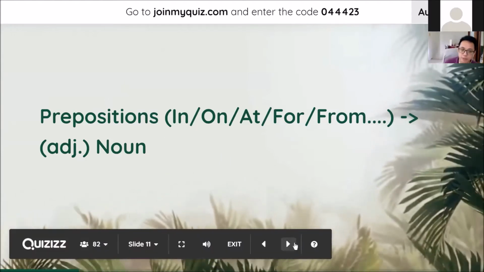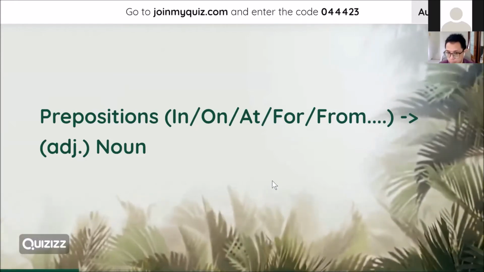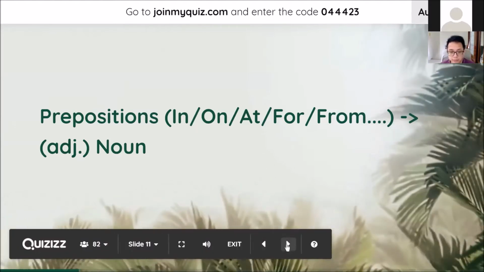Okay, so preposition 后面一定有名词，可能有形容词。Okay, next one.